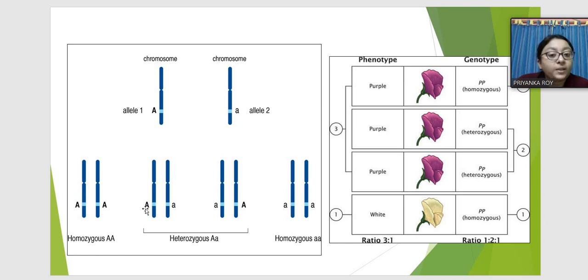So all these four combinations show three kinds of genotypes, capital AA, capital A small a, and small aa. And the phenotypes are only of two types, 3:1. So in the F1 generation of a monohybrid cross, that is a cross involving only one pair of alleles or only one set of genes, the ratio of phenotype will be 3:1 and the genotypic ratio will be 1:2:1. So these two ratios you must keep in mind. The phenotypic and genotypic ratios are always different.